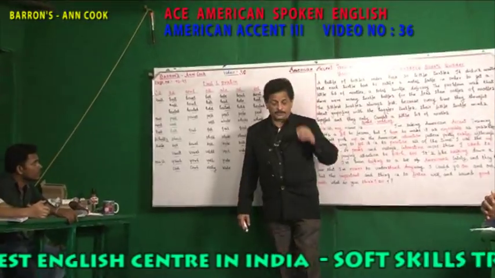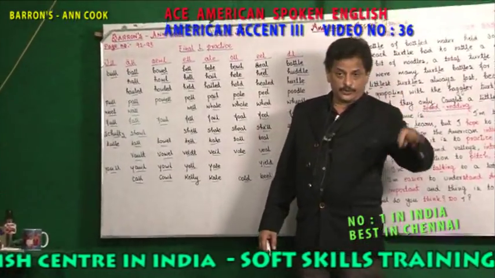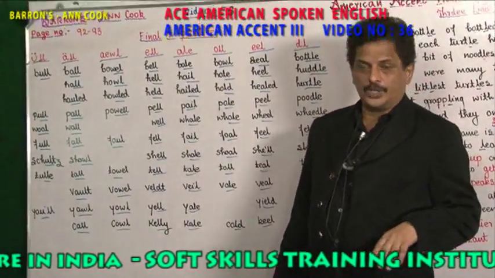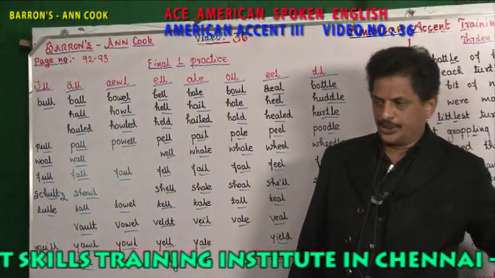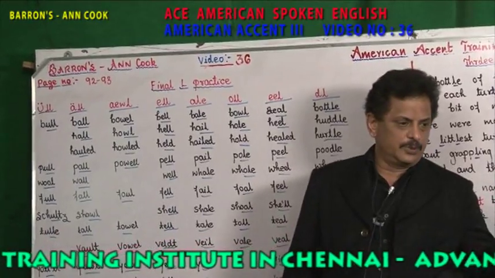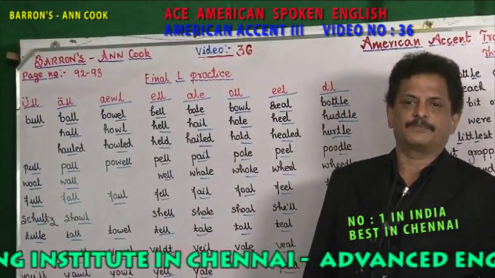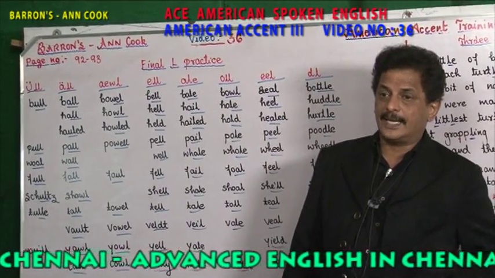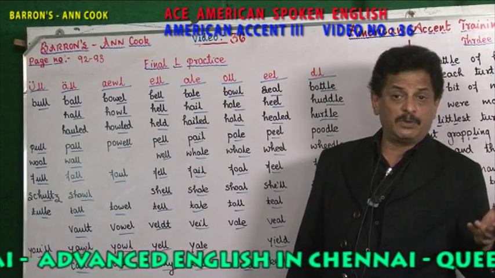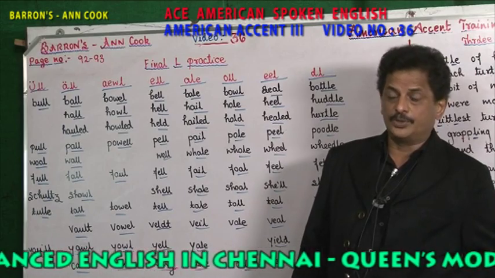How many vowel sounds are there? 14 vowel sounds are there. One is lax and one is tense. A, E, I, O, U, it is tense. A, E, I, O, U, it is called lax. A, E, O, it is called tense. Then semi vowels Y, R, W.